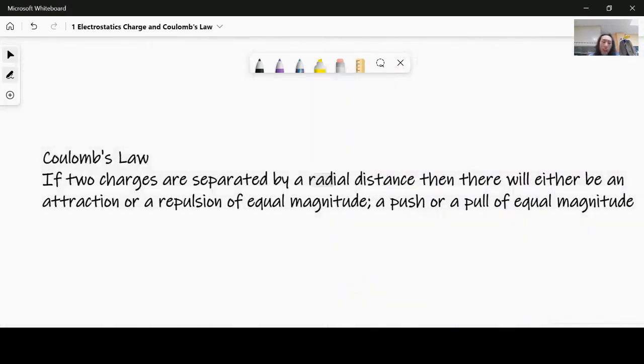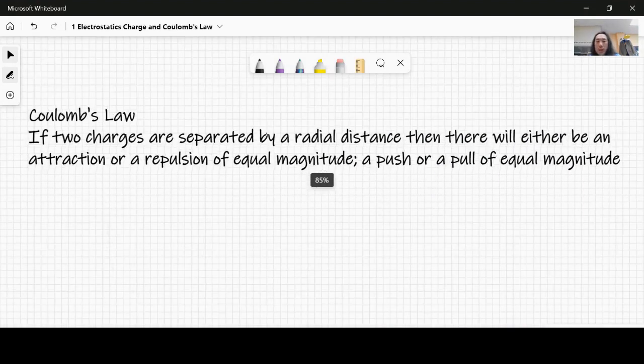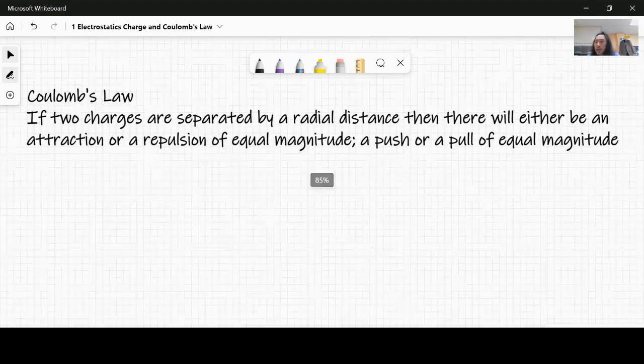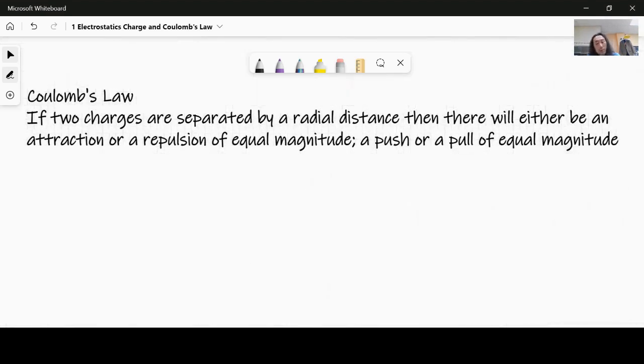Coulomb's Law. Okay, so Coulomb's Law is something that we will be using throughout the entire course, so definitely commit it to memory. Coulomb's Law states, if two charges are separated by a radial distance, then there will either be an attraction or repulsion of equal magnitude, a push or a pull of equal magnitude. All right, so let's break this down.